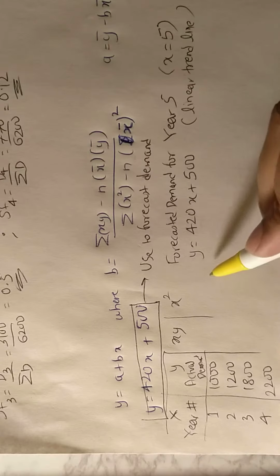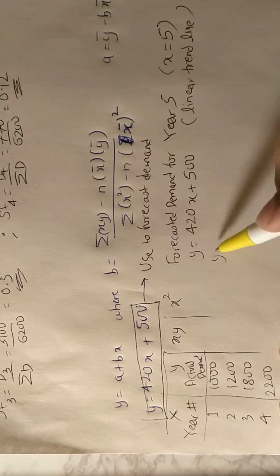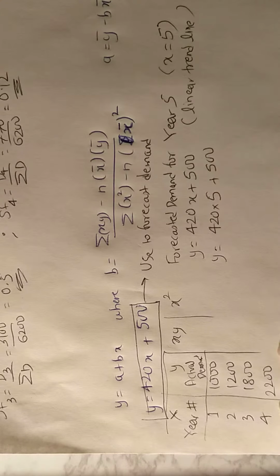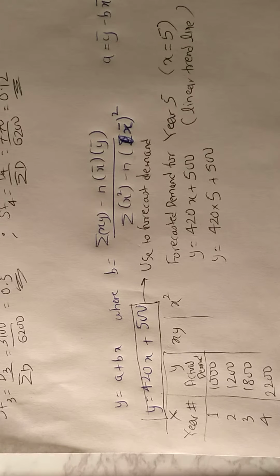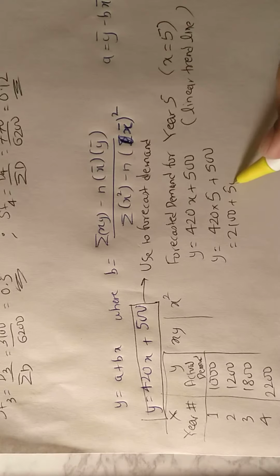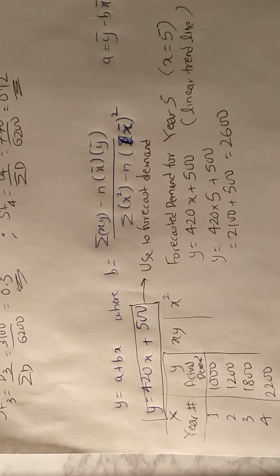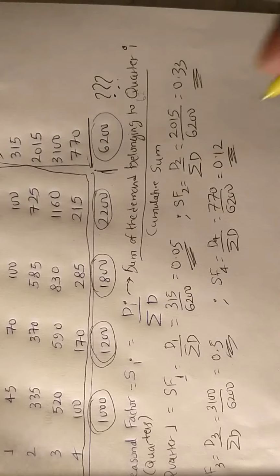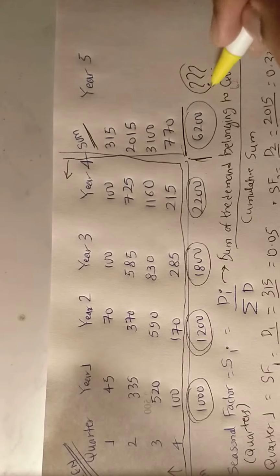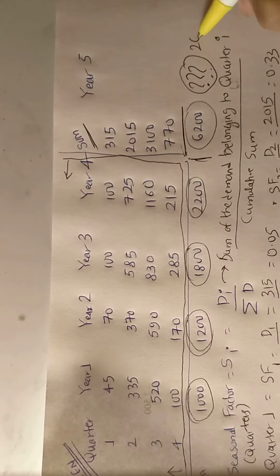So now the value for y when x equals 5 is 420 times 5 plus 500. That is your forecast for the 5th year according to the linear trend line. So that's 2100 plus 500, which is 2600. Okay, so again, what we just did was use the linear trend line as the forecasting method, and we figured out that the forecasted demand for year 5 is 2600.